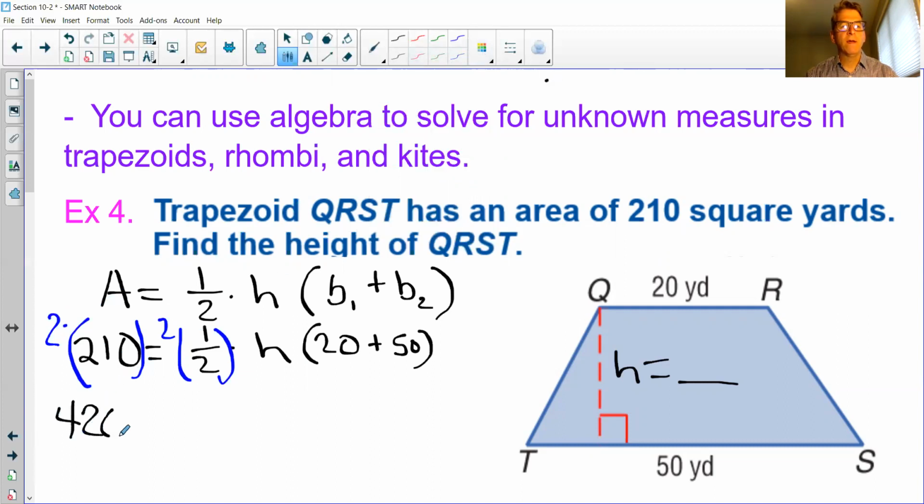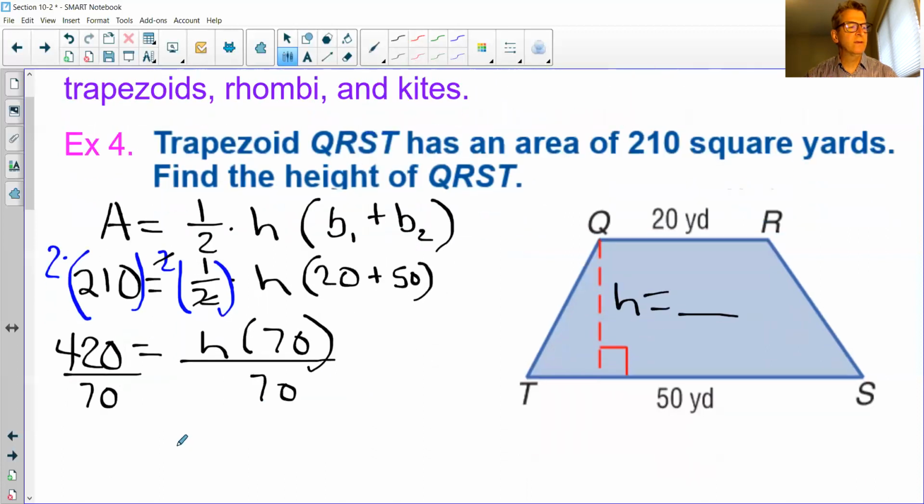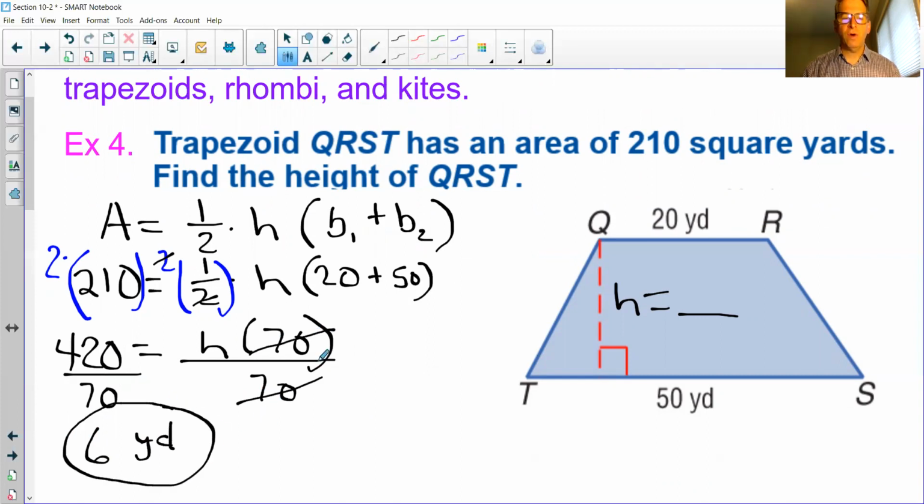420 is the left side, and that's equal to the height times 70. To offset this multiplication, we divide by the 70. Think of inverse now. 420 divided by 70 is 6. So the height of the trapezoid is 6 yards. The 70 cancels, and that would be the height of QRST.